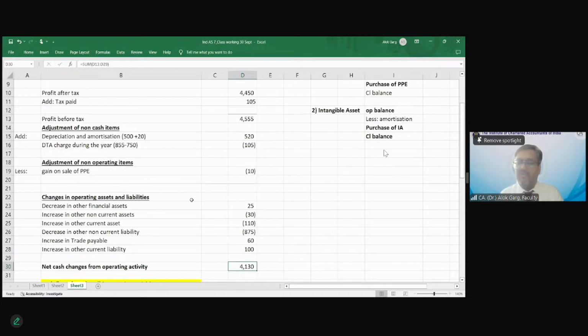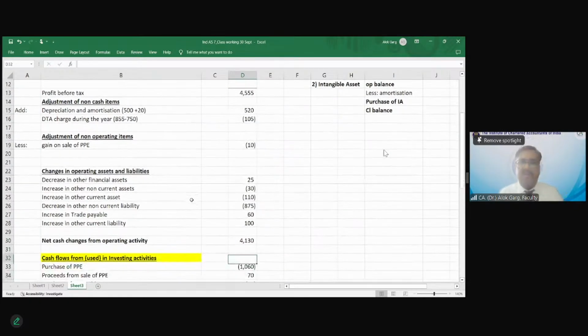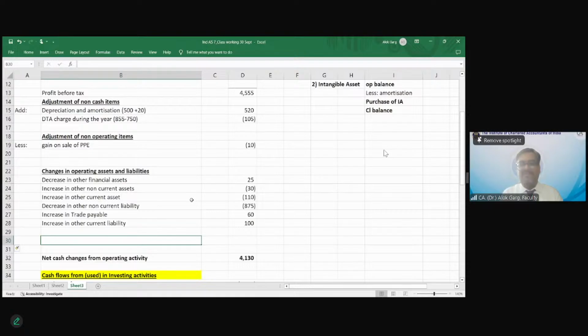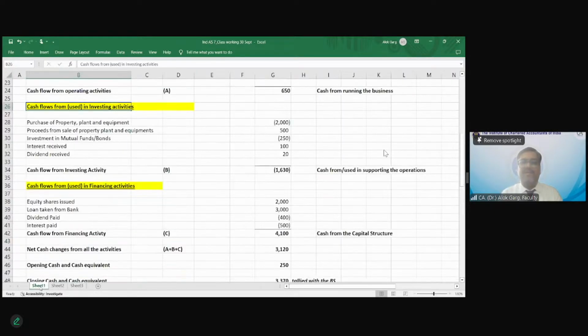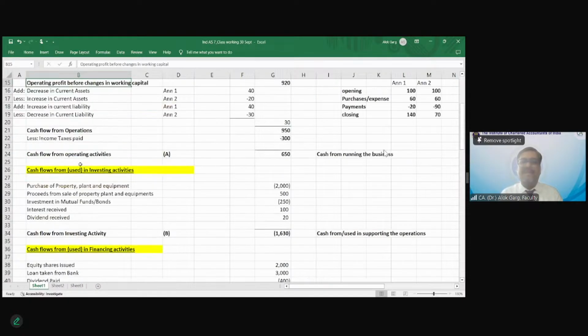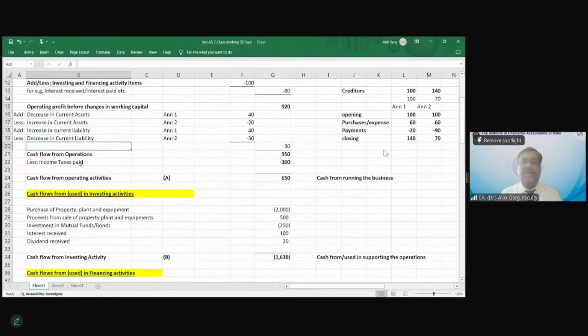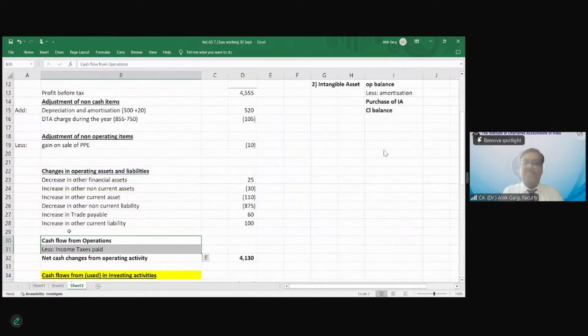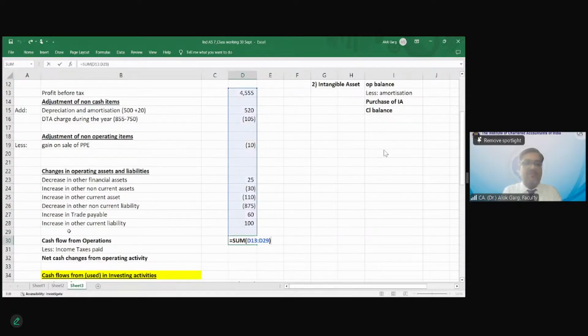4130. This is 4130. Is that right? 4130. We have forgotten one treatment. Which treatment did I forget? Income tax. That is also, this is my cash flow from operations, and my income tax paid is also an ordinary item, right? So this is my cash flow from operations.